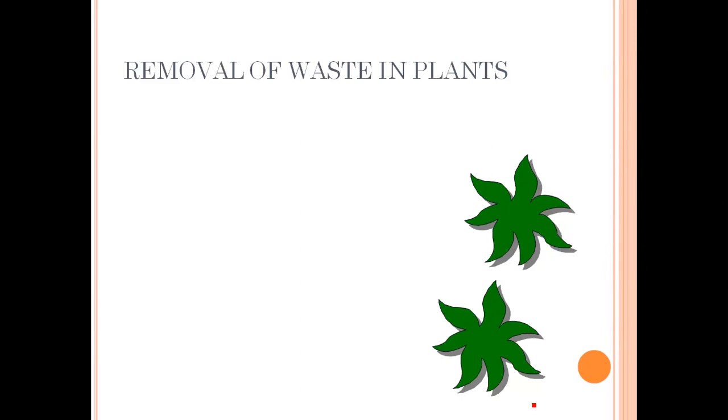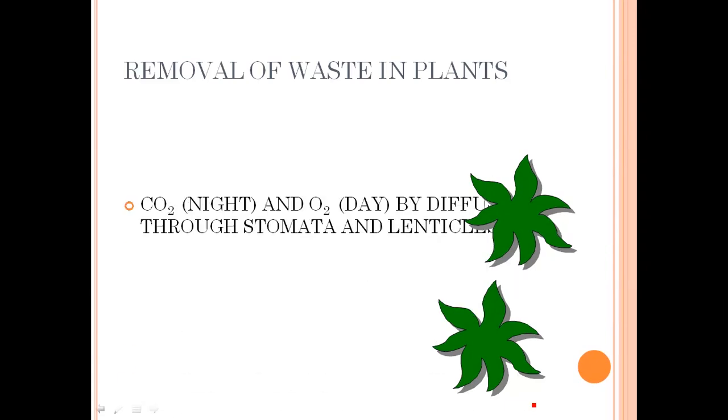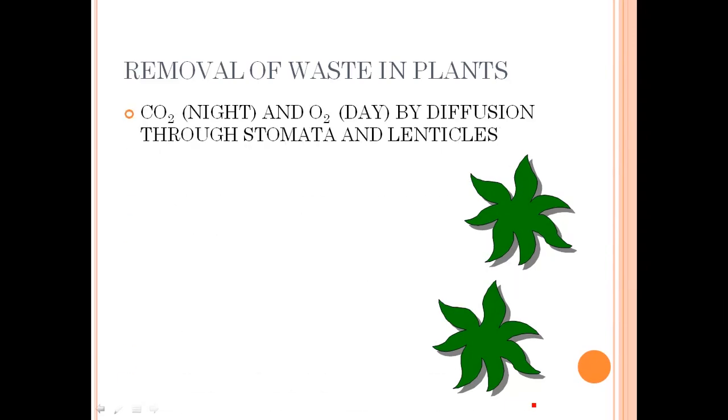So plants have developed different ways for the removal of these waste materials. For example, the gaseous waste material, which is carbon dioxide during the night and oxygen during the day, is removed by the process of diffusion through the openings called stomata, which are present on the leaves, and lenticels, which are present on the stem. These structures help in the exchange of gases, or the elimination of carbon dioxide and oxygen.